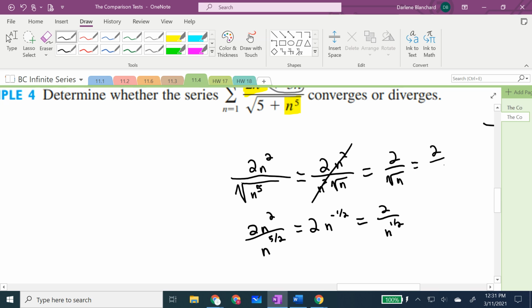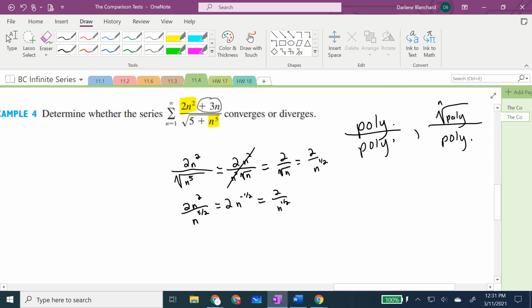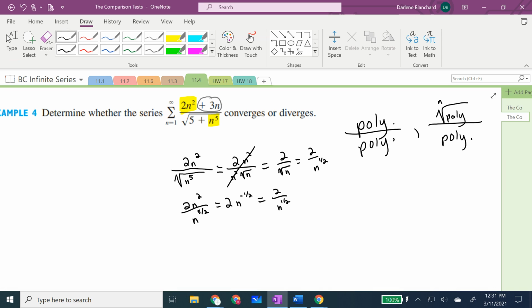But essentially, you don't have to write all the work I'm writing. You do not have to write all the work I'm writing at all. You just need to figure out what you're going to compare it to. And you don't have to explain your work. I'm just showing you in detail how to get to that answer if it's not obvious to you. So that's how you find out what you should compare it to.